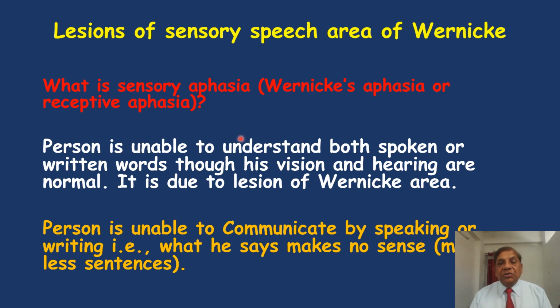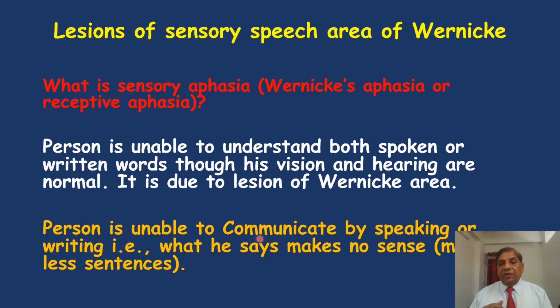So in this condition, due to the destruction of Wernicke's sensory speech area, the person is unable to understand both spoken and written words. It means he cannot comprehend what was spoken, or what he reads from the books. He doesn't know the meaning of those words, though his vision and hearing are normal. He is perfectly normal in hearing as well as in vision, and this is because of the lesion of the Wernicke area. He is unable to know the meanings of written or spoken words.